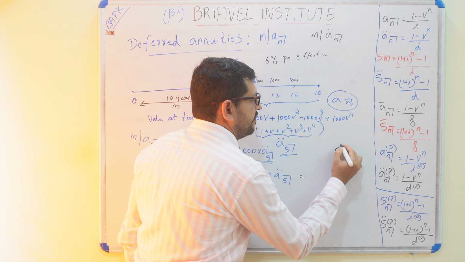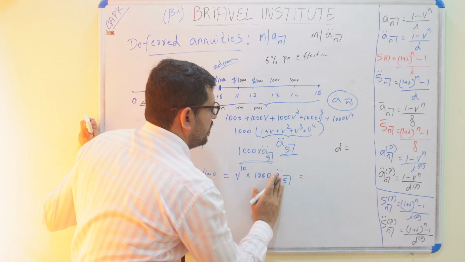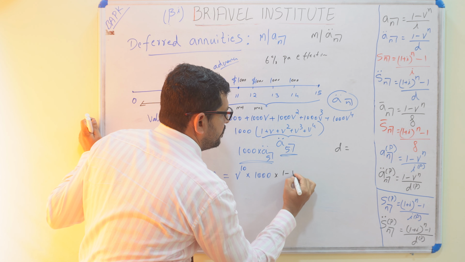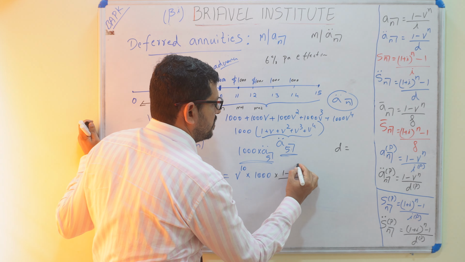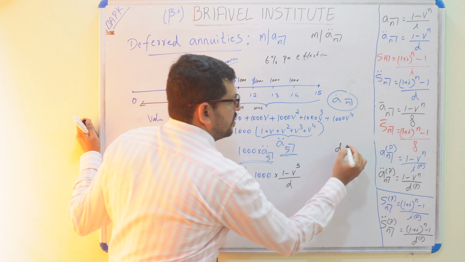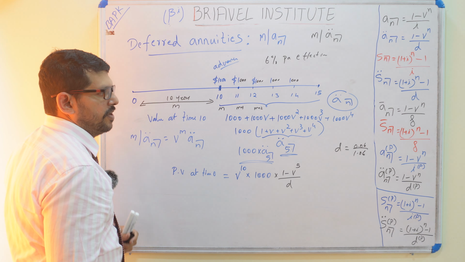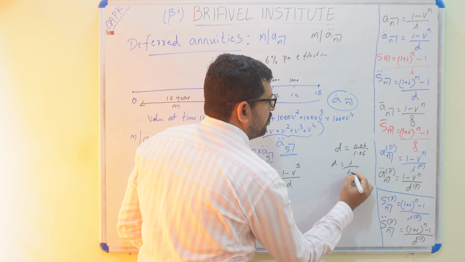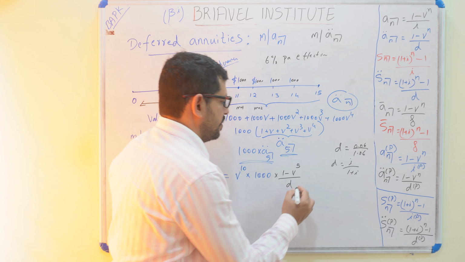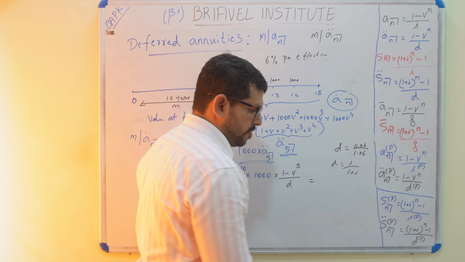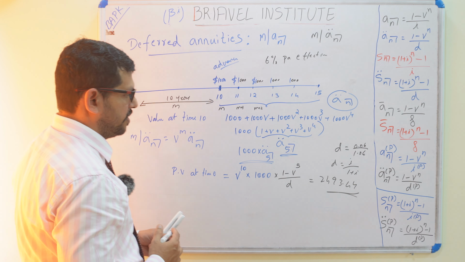So we have to find out the value of d. Here a due n is equal to 1 minus V raised to n divided by d. So n is equal to 5 years here. So 1 minus V, d is equal to 0.06 divided by 1.06. How to find out the d value? d is equal to i divided by 1 plus i. So that is the formula for d. So this d is applied here. So here we will get what value? We will get 2493.44.